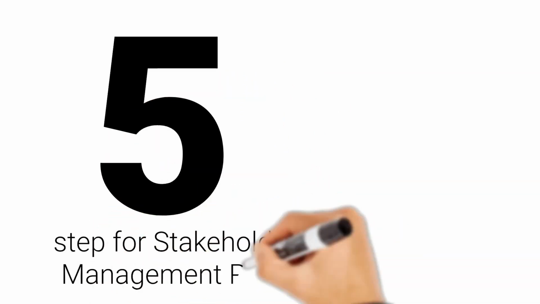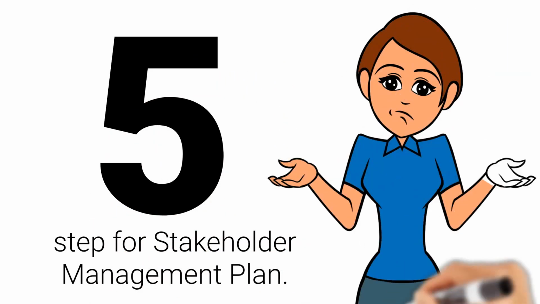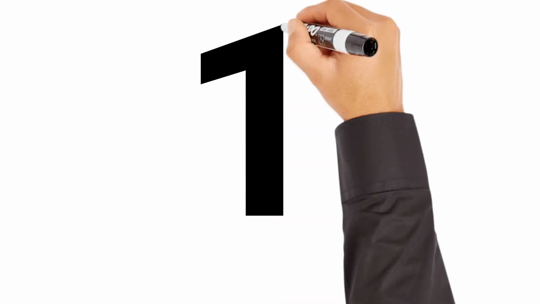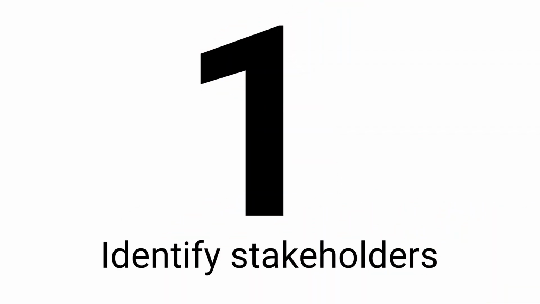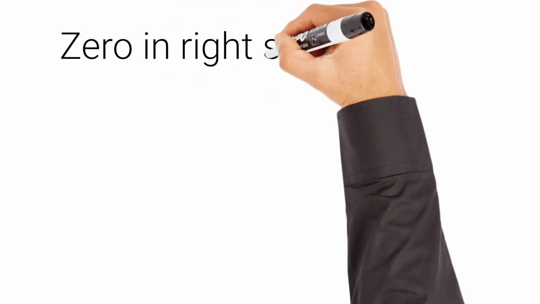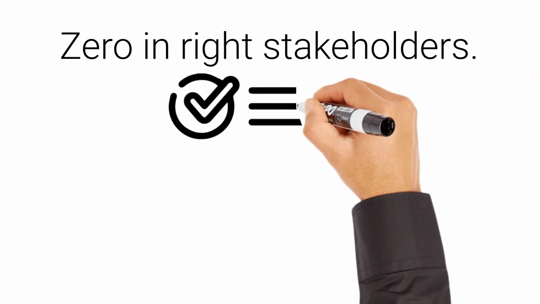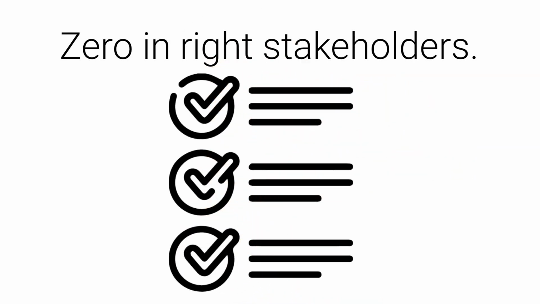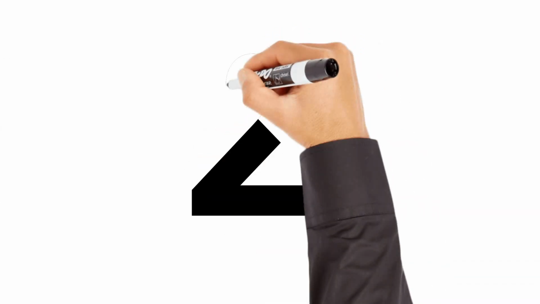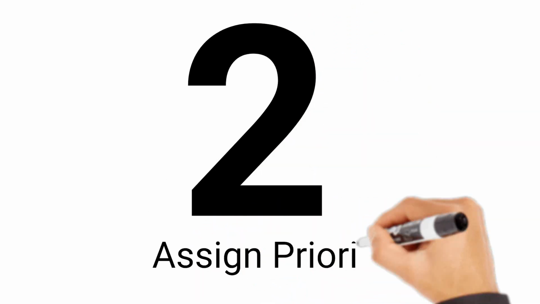Here is the 5-step strategy to develop an effective project stakeholder management plan. The first step is to identify stakeholders, conducting a stakeholder analysis to zero in on the right stakeholders. You can do this by creating a list of all the individuals whom your project affects. These stakeholders can be customers, colleagues, investors, business partners, and other individuals, and they can be internal or external.